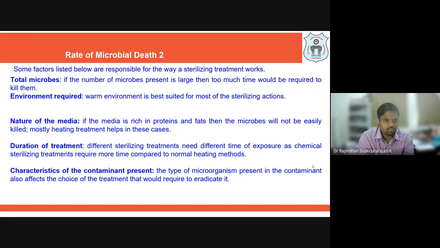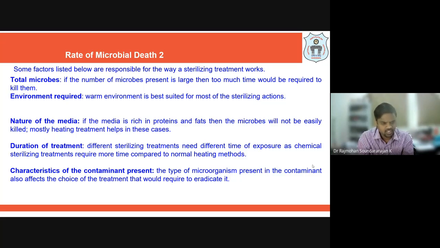And what about the environment? We need a warm environment, which is most suited for sterilization actions. Another factor is the nature of the media. When you want to sterilize a media, what is the media? Whether it is rich in proteins and fats, then obviously the microbes will not be easily killed. In that case, mostly heating treatment will help. So the nature of the media also plays a role in deciding how much time or what type of sterilization we have to perform.